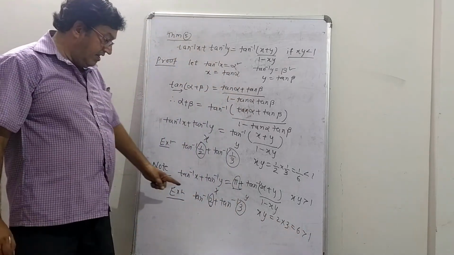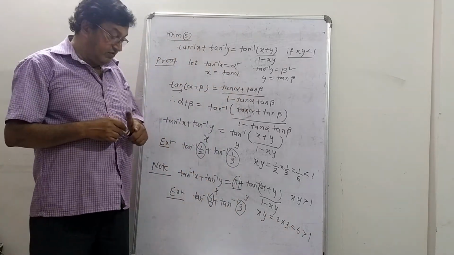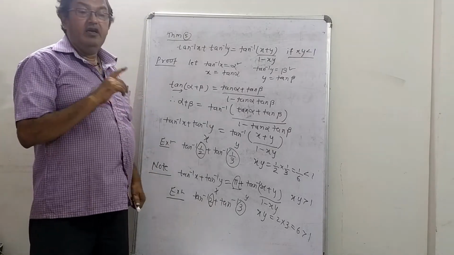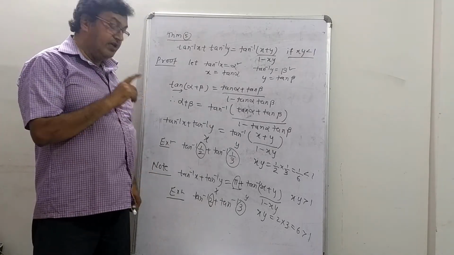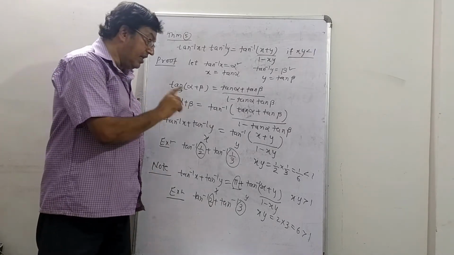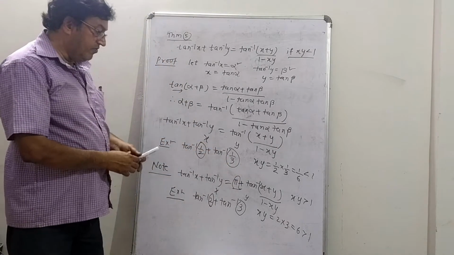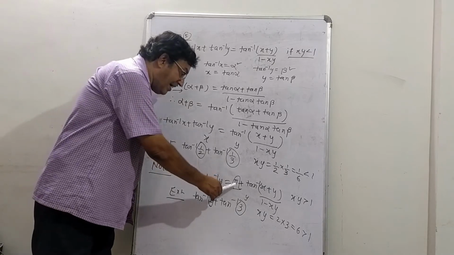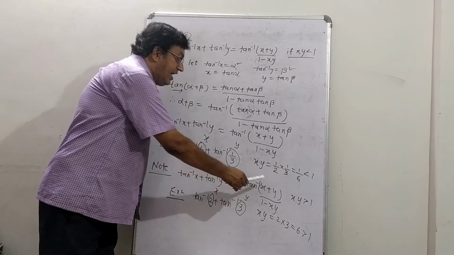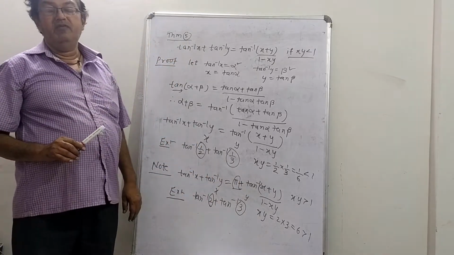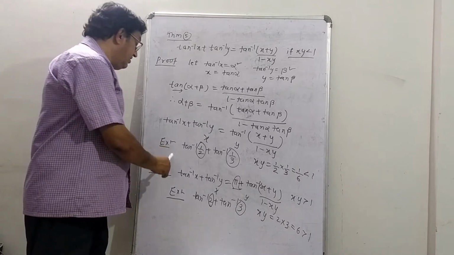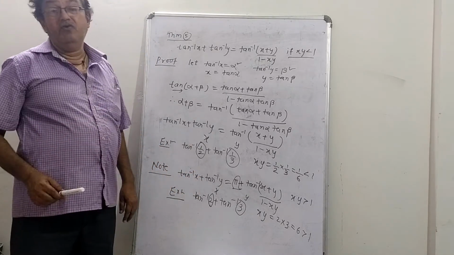So you can see here, in tan inverse of 2 plus tan inverse of 3, x into y is greater than 1. So you cannot write directly tan inverse of (x plus y) upon (1 minus xy); you have to add pi. It will be pi plus tan inverse of (x plus y) upon (1 minus xy). So this part I have given you as a note.